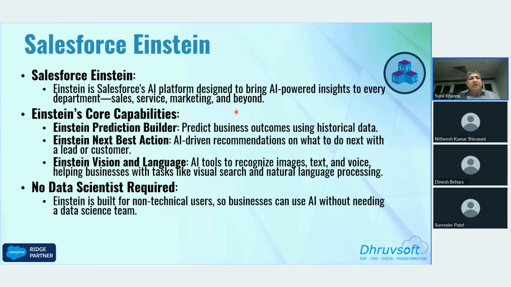Now, what are the core capabilities that we have related to Einstein? This includes a very, very efficient prediction builder. So you can use the historical data to predict the outcome for any future transactions that are happening. It can help you by recommending any kind of next best action. And it also works with vision and language. So you can recognize images, text, voice. It can help businesses do tasks like visual search, or with NLP, natural language processing, actually.